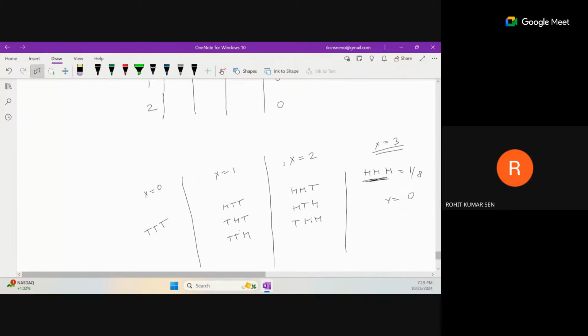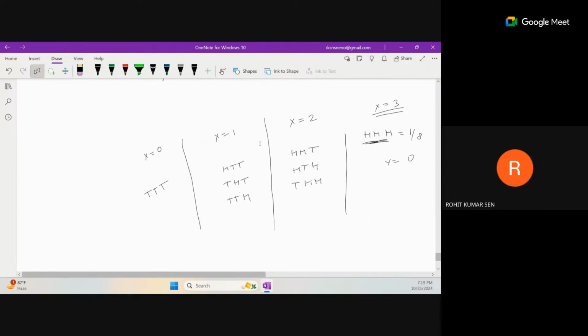Now we will focus on X = 2. X = 2 and Y = 0. Y = 0 means what? No tail in the first 2 tosses. We will focus only here now. What is the probability? Can you tell me now? No tail in the first 2. Is it 1 by 8? Yeah, it is 1 by 8.